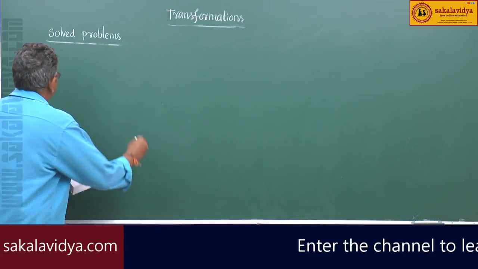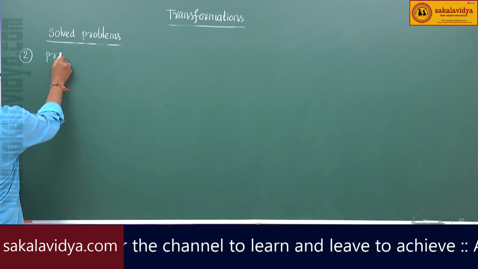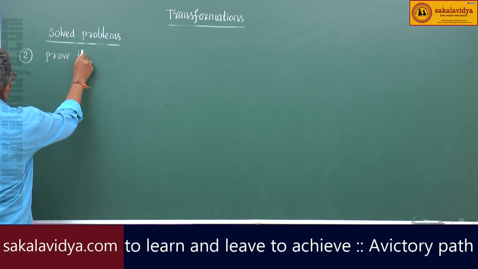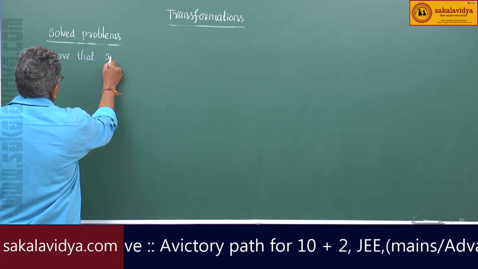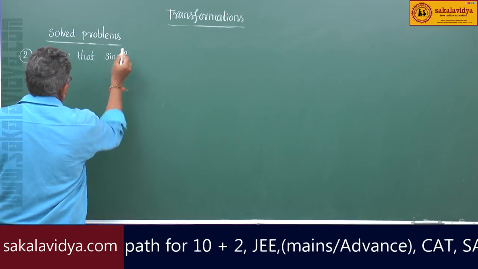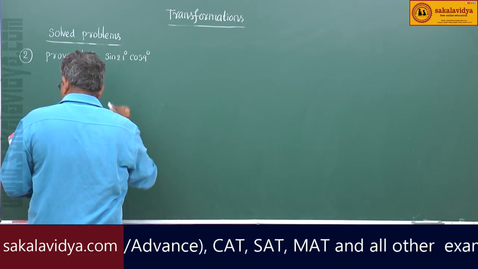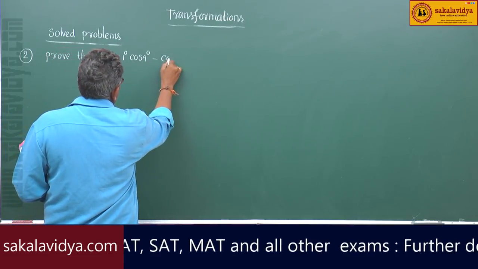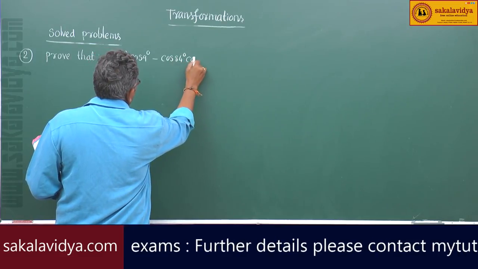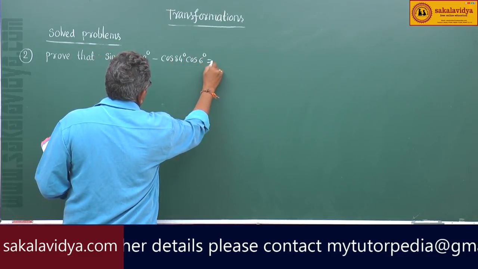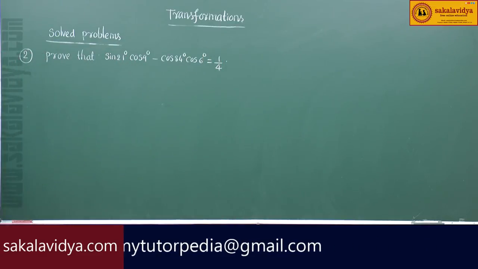Second problem. Prove that sin 21 degrees cos 9 degrees minus cos 84 degrees cos 6 degrees equals 1 by 4. Okay, let us do it.